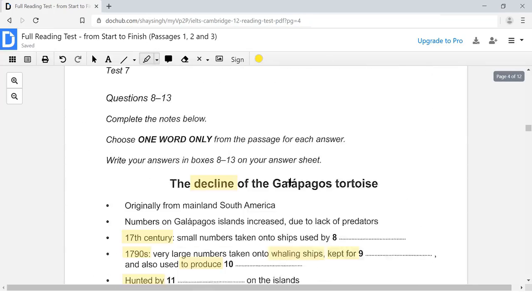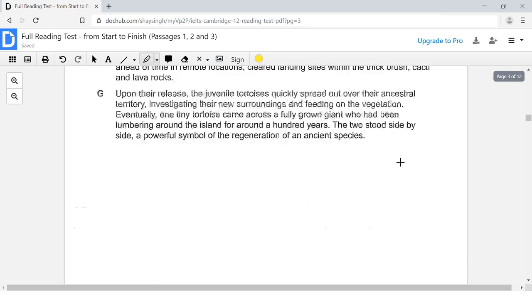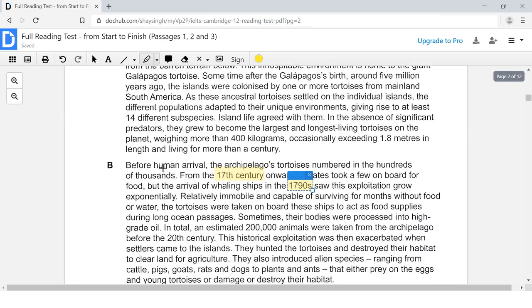Now our question says, 17th century, small numbers taken onto ships used by who? Let's find out. So here it says, from the 17th century onwards, pirates took a few on board for food, but the arrival of whaling ships in the 1790s saw this exploitation grow exponentially. Okay, so who took a few on board? Pirates did. That's what it says over here.